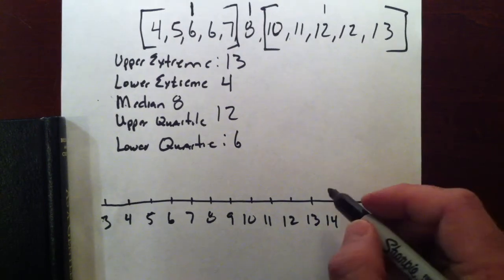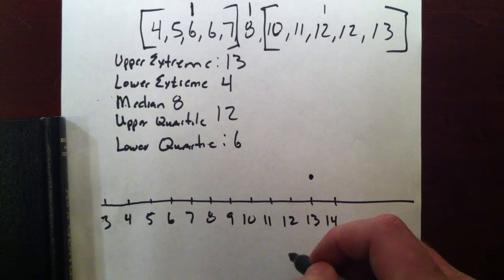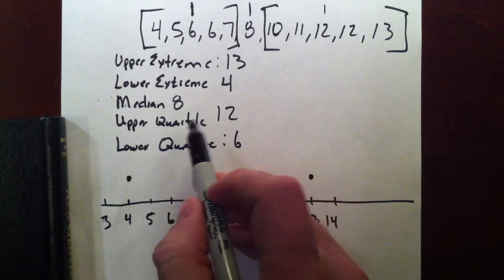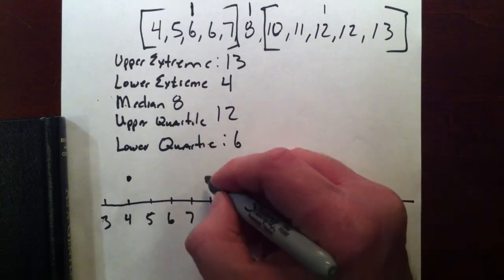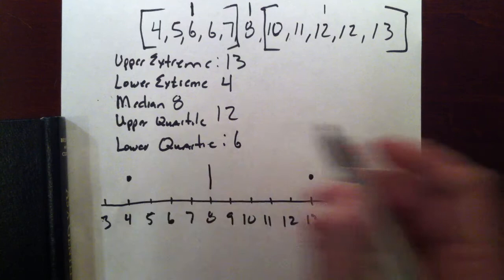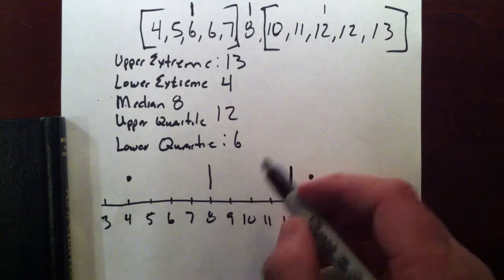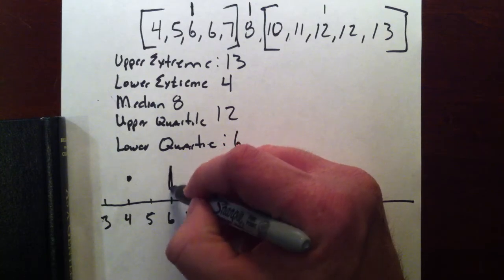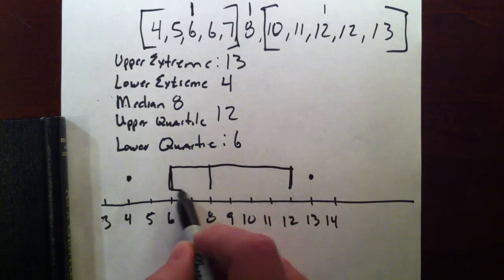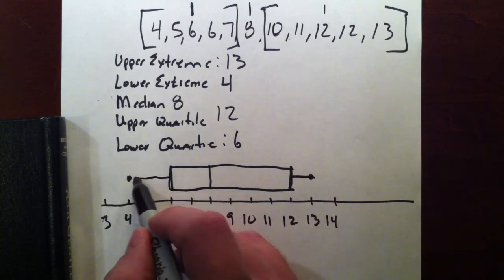Well, we need to put a little dot where our upper and lower extremes are. So we've got an upper extreme, and 4 is our lower extreme. Our median is 8, so we're going to draw a line right here where our median is. Our upper quartile is 12, so we're going to draw a line right here. And our lower quartile is 6, so we're going to draw a line right here. Now we must connect these boxes with these lines, and then draw a line out to our upper and lower extreme.